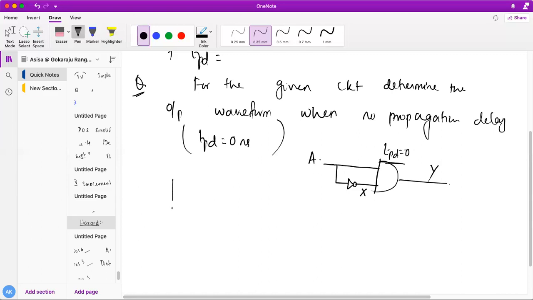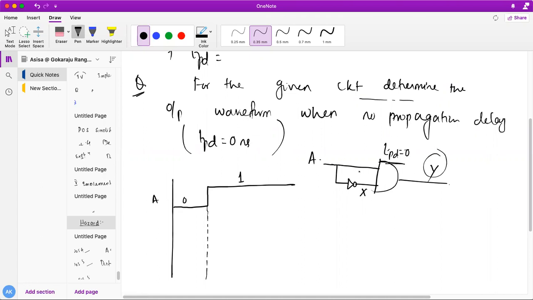So I'm going to draw it. Please try to understand, very important concept. So how am I drawing, just check here. This is my A, let's say, which is 0 for a few seconds and 1 after that completely. What is asked from the given circuit is to determine the output waveform. Output waveform means obviously I have to find out the waveform for Y. That is my output.